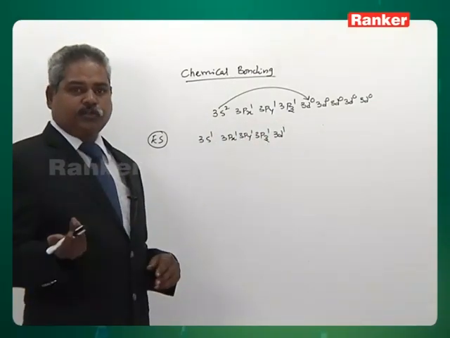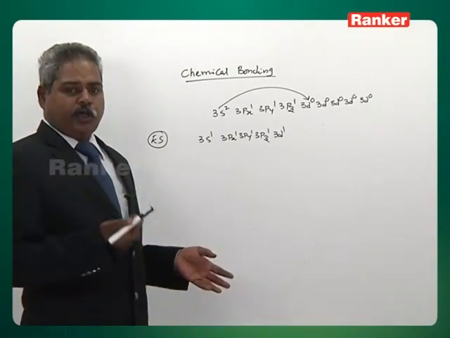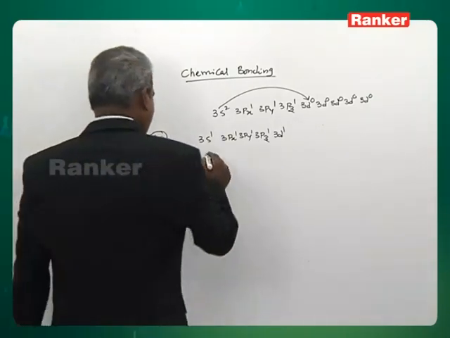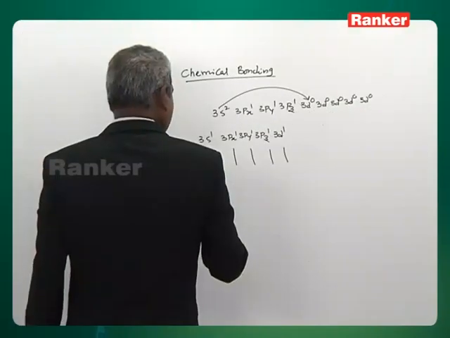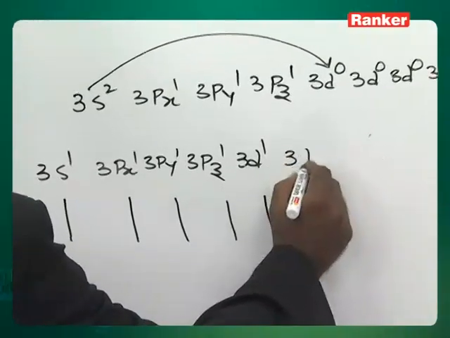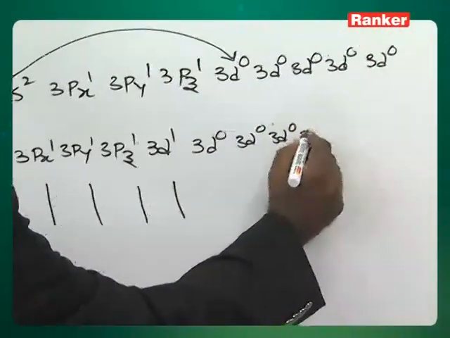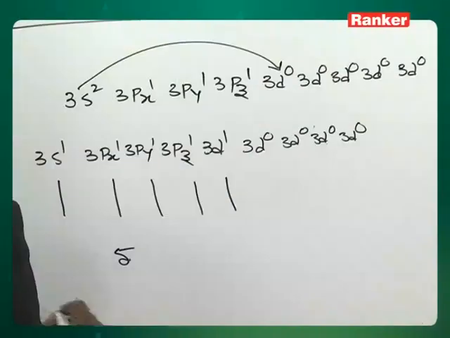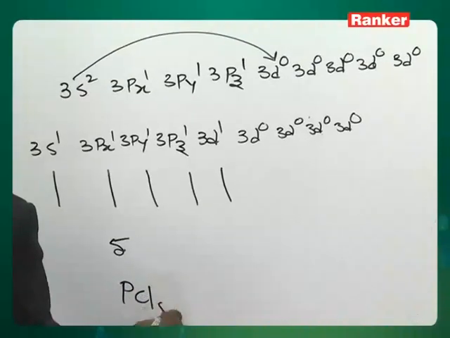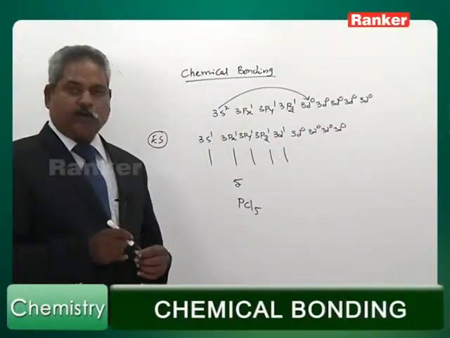Phosphorus chlorine bond is formed. When a bond is formed between phosphorus and chlorine, some energy is released. Now you have 1, 2, 3, 4, 5, and there are so many 3d orbitals. So phosphorus in its excited state can form 5 bonds, as in the case of PCl5. Each chlorine forms one bond with the central atom.